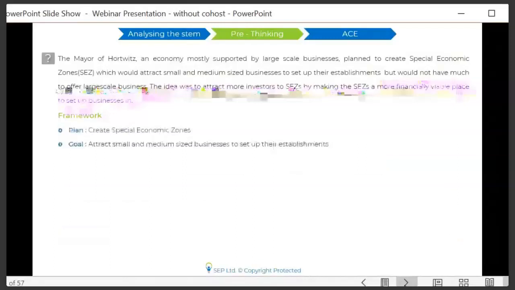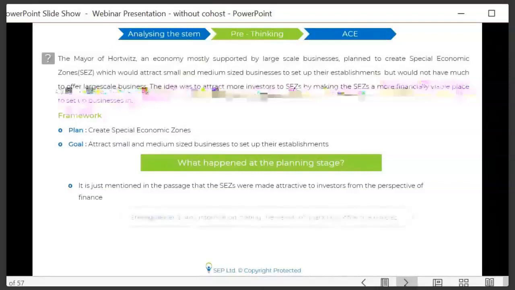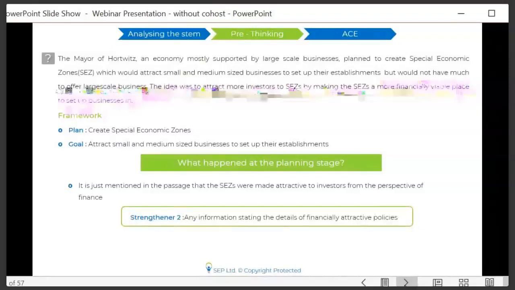Okay, so let's see. The next step would be to think what happened at the execution stage. All right. Now, in the passage, it is just mentioned that the SEZs were made attractive to investors from the point of view of finance. Okay, so a strengthener would be any statement that gives you details about the financially attractive policies, because no such policies have been mentioned. All that has been mentioned is it was supposed to be a more financially viable place. So how was it made financially viable? What were the policies? Any information on those policies would be a strengthener supporting the success of the plan.